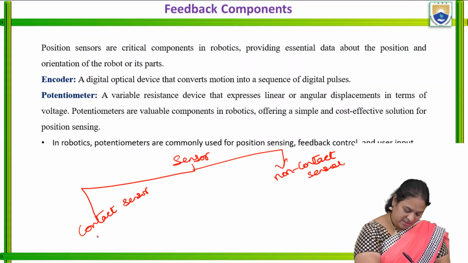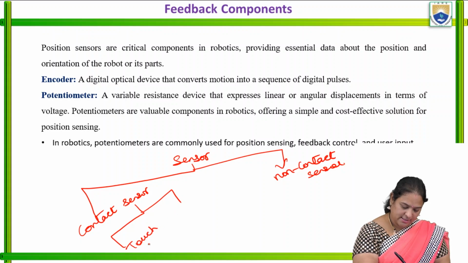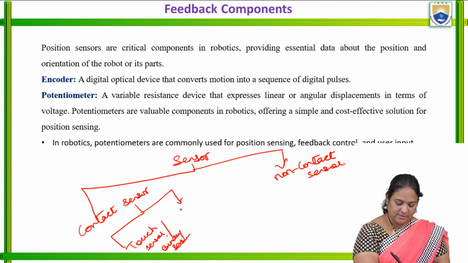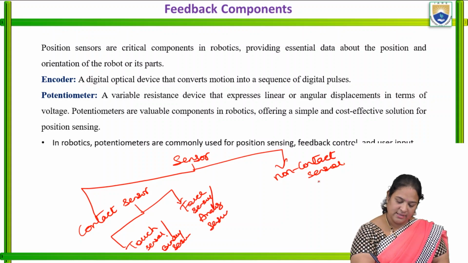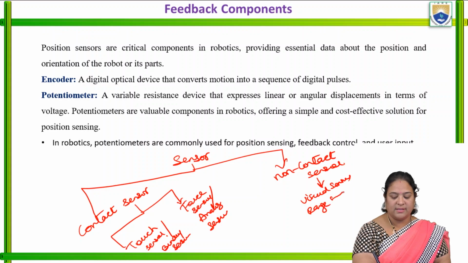So what do we generally mean by contact sensor? Contact is again divided into two types, that is touch sensor or binary sensor, and the other one is force sensor or analog sensor. The non-contact sensor is nothing but like visual sensor or range sensor.